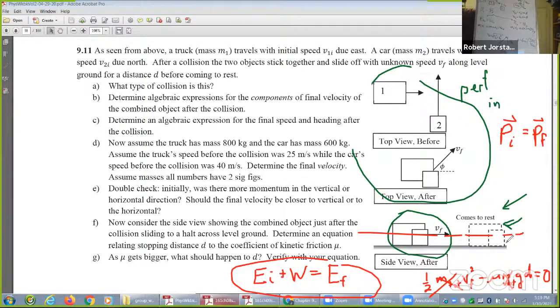Again, two objects colliding, do a before and after picture. Write down conservation of momentum. Got it. One object sliding around, try energy. If that doesn't work, then do forces and kinematics. Is that cool?